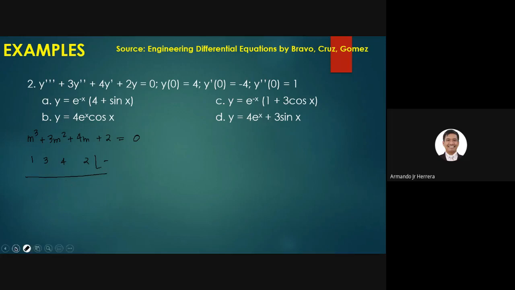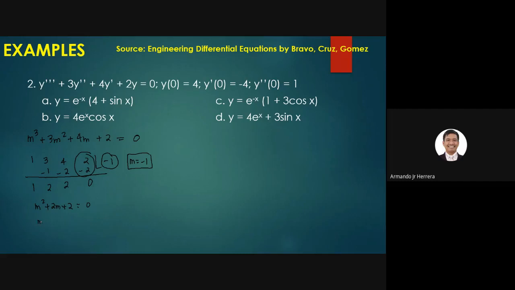So try natin ang negative 1. So negative 1. So you have 1, negative 1, that's 2. That's negative 2, so that's positive 2, so that's negative 2. So 0 yon, so therefore negative 1 is a root. So m here is negative 1. So you have here m squared plus 2m plus 2 is equal to 0.